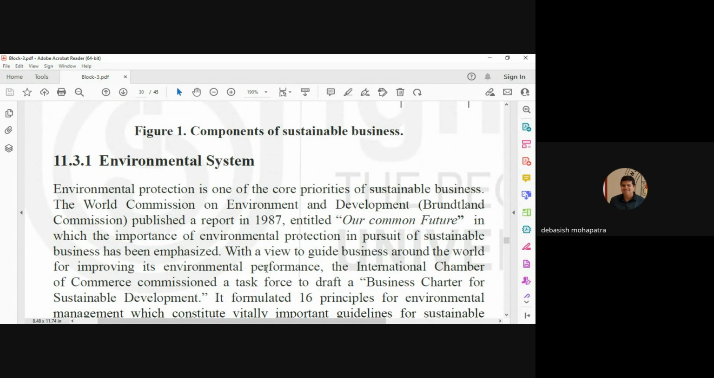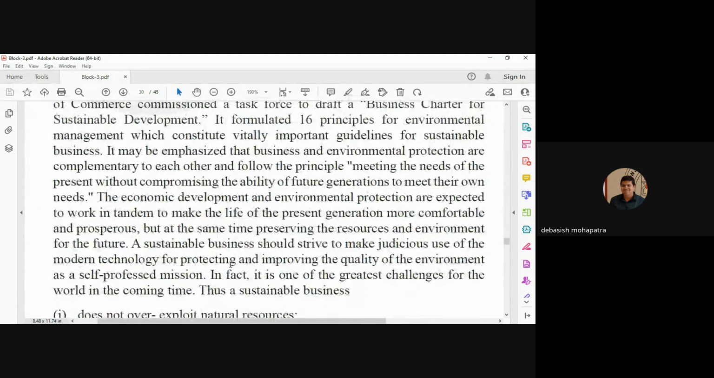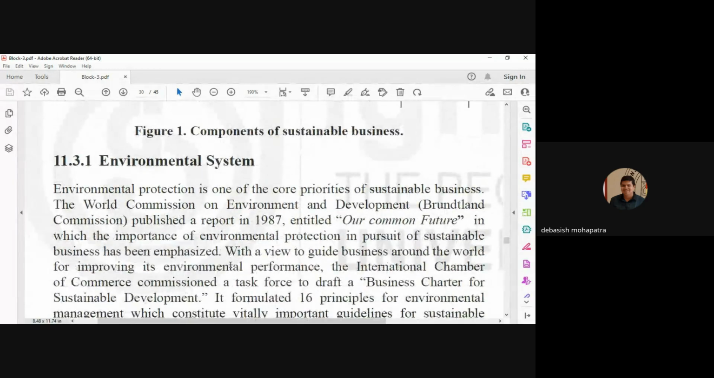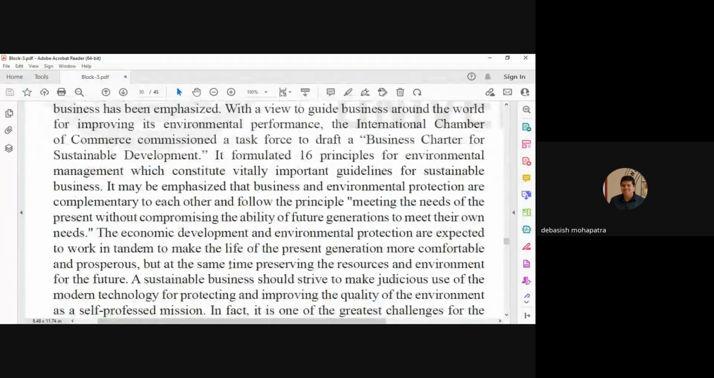First is the environmental system. Environmental protection is one of the core priorities of sustainable business. The World Commission on Environment and Development, the Brundtland Commission, published a report in 1987 entitled Our Common Future, in which the importance of environmental protection in the pursuit of sustainable business has been emphasized. So we should not do business at the cost of destroying the environment; the first priority should be to save the environment.